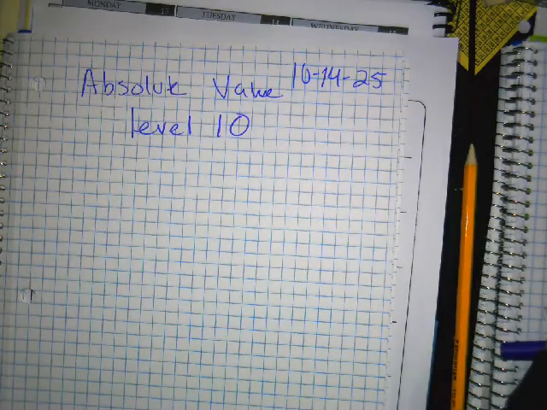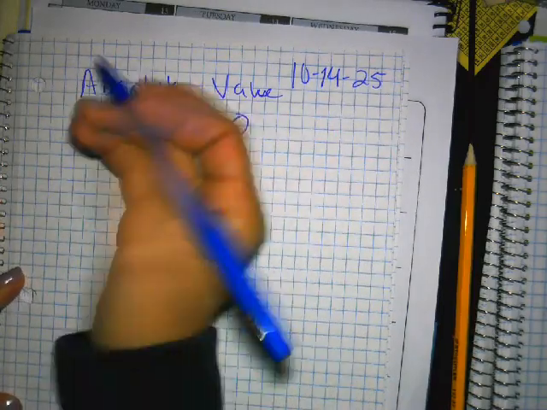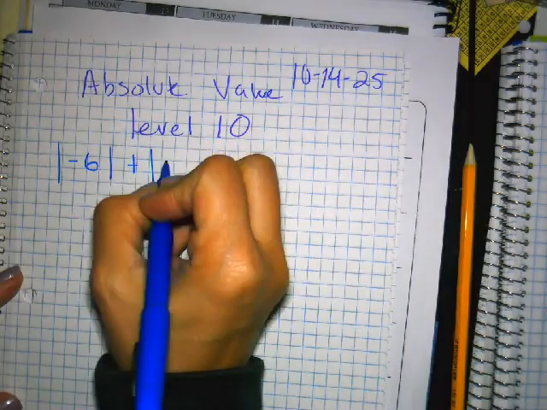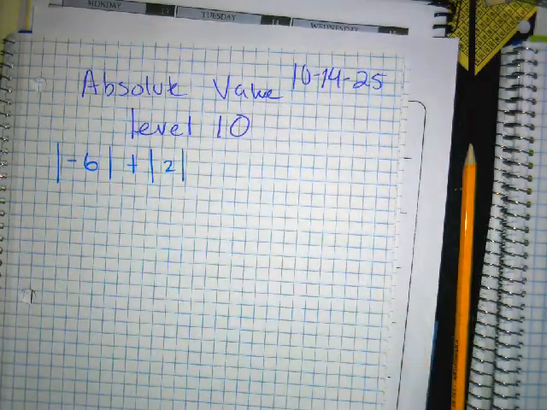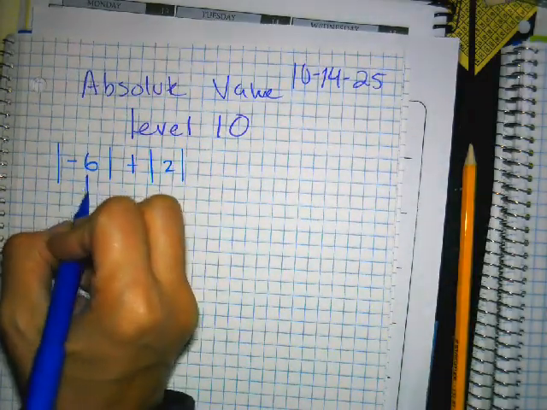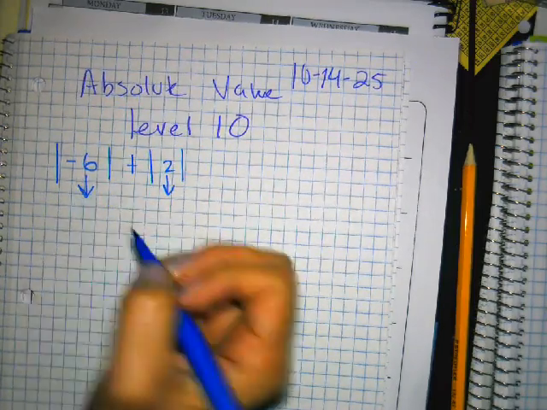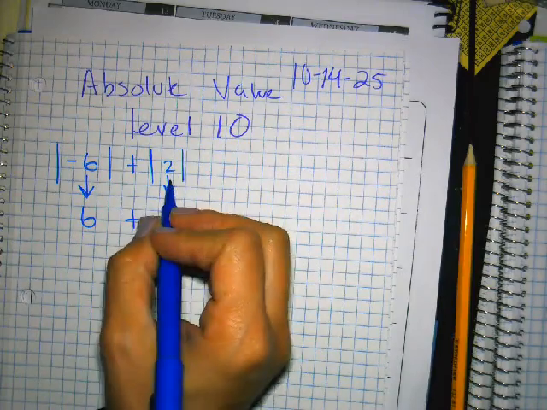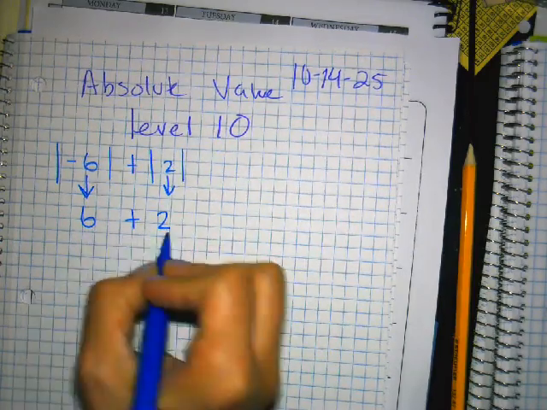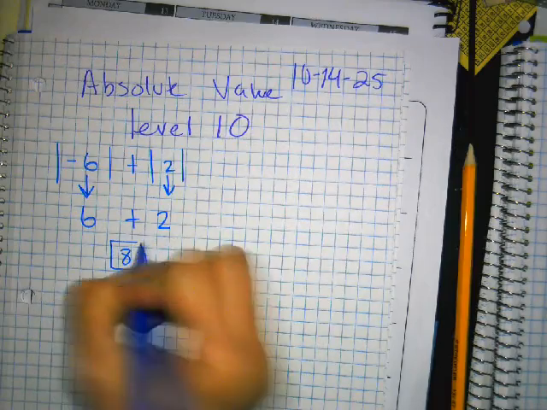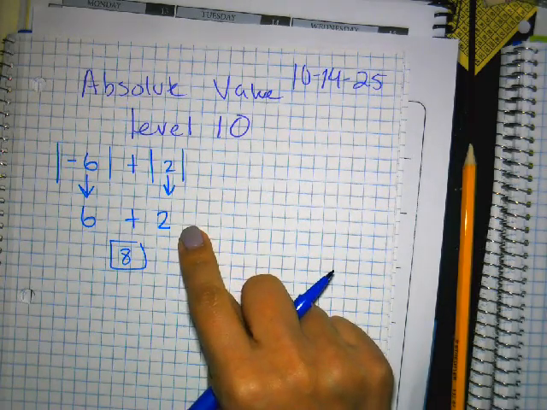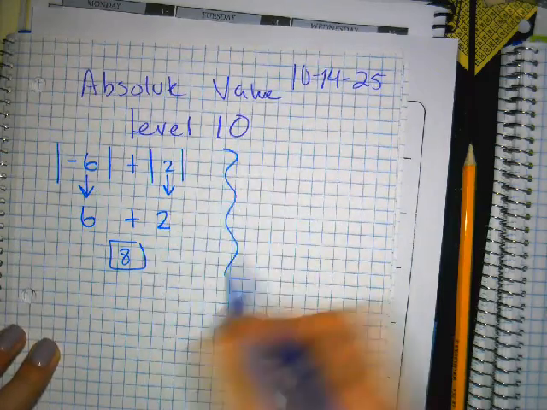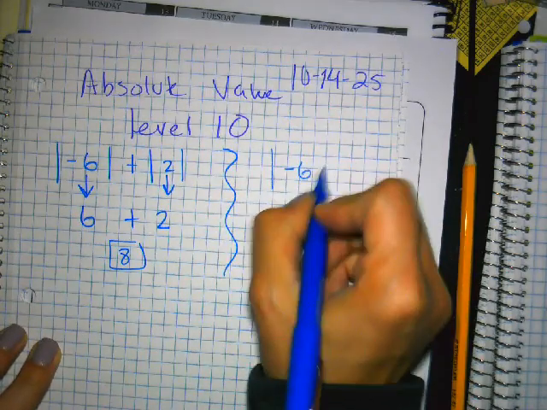Thank you. Okay. So, yesterday we did absolute value of -6 plus the absolute value of 2, right? And how do we solve this? You drop it down, right? The bars first. So what's the absolute value of -6? 6. Plus absolute value of 2? 2. So what's 6 plus 2? 8. Okay, so this is like level 1. Okay? Now, level 10, same exact problem, but what is the difference?